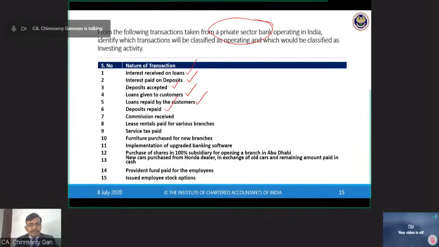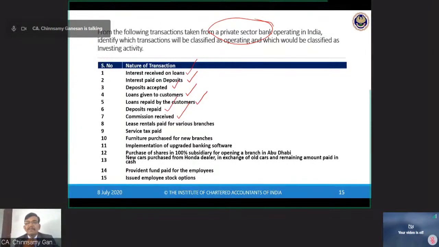Commission received. See, when you are actually giving, for example, a bank guarantee, for a bank guarantee you normally charge some commission. So it is relating to your main activity or ancillary activity. So that is also part of your operating activity.